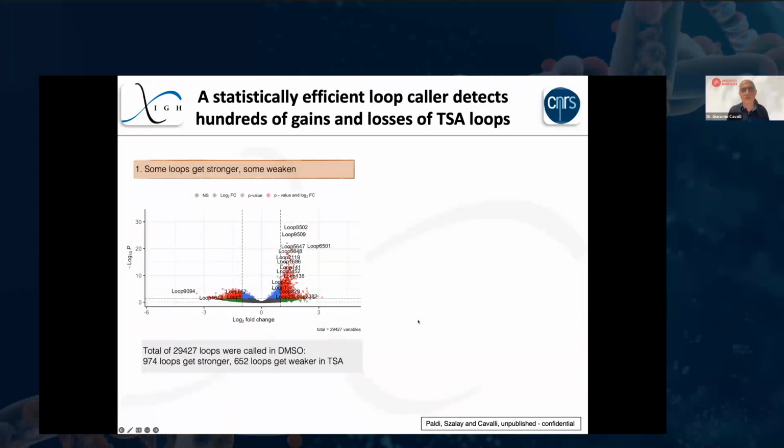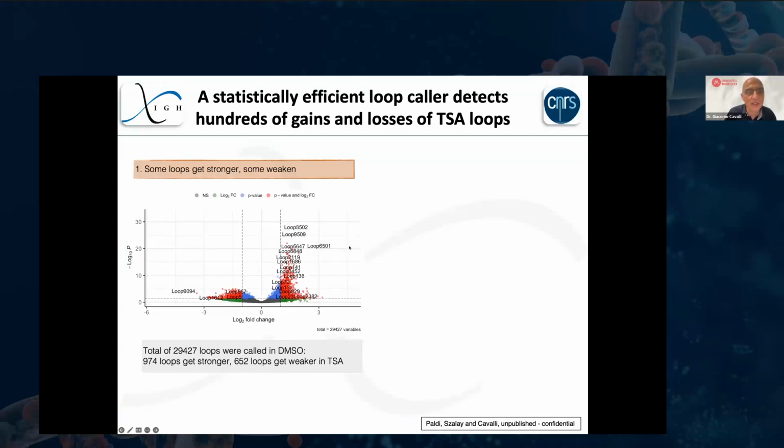And now the great thing, I would say, with having this high resolution is that you can start calling loops. There's a tool that people use called Mustache, but tools to call loops in Micro-C or Hi-C usually do not perform incredibly well. It starts to work if you use a high number of replicates and high resolution, but you can also do region capture. If you don't want to spend all the money and sequence that much, you can still do region capture Micro-C and run this tool very nicely.